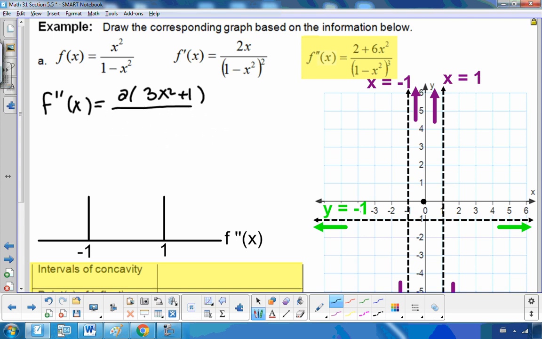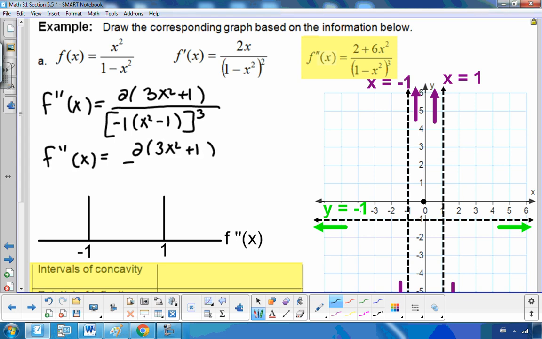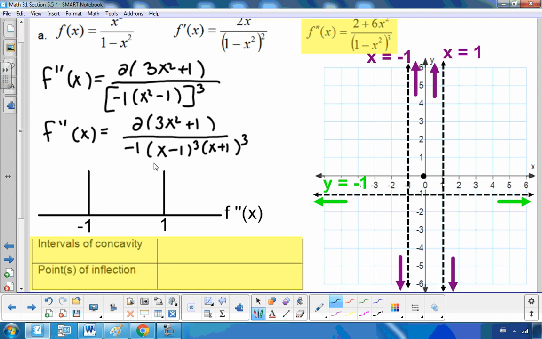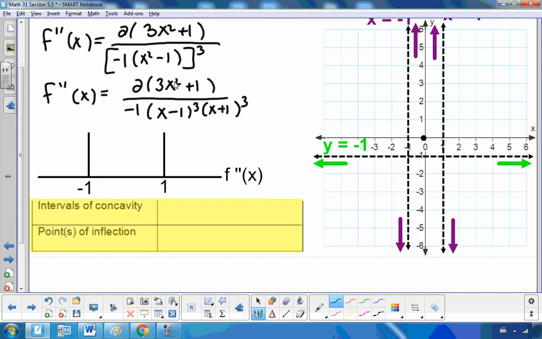Let's try this again, a little bit better way here. So I'm going to factor out a negative 1, x squared minus 1. For my intervals, I want my leading coefficient to be positive. So let's try that again, similar to what we did on the last one. So the second derivative is 2, 3x squared plus 1 all over negative 1 cubed, which is negative 1. And then I'll have x minus 1 cubed and x plus 1 cubed. And I'll put that all together. Okay, so in my intervals, I have on the top, no x-intercept.